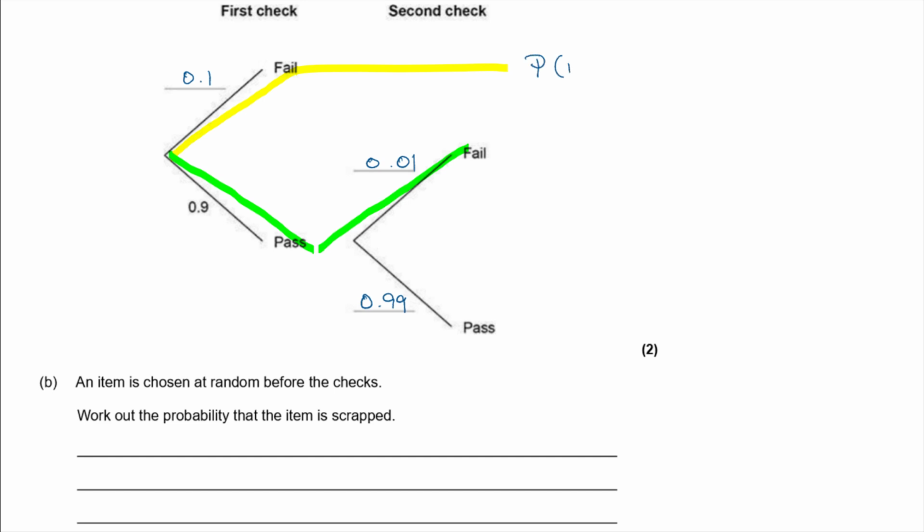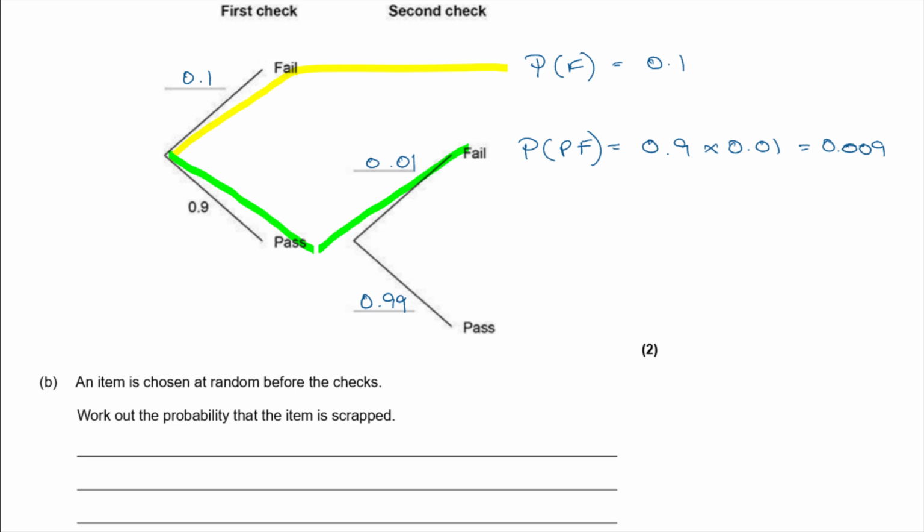So what's the probability of fail? Probability of fail is just 0.1, it's the yellow route. And what is the probability of pass and then fail? That's going to be, following the route down, 0.9 times 0.01, isn't it? Okay, so times them through by 100th, that's going to be 0.009 then, isn't it? I'm going to get for that one.